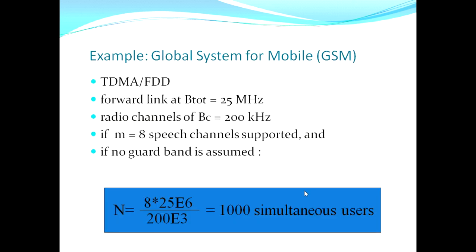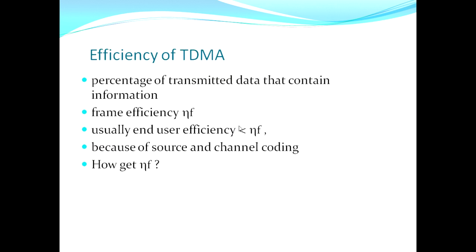By using that formula, we have calculated the number of channels that can be used for GSM. So 1000 simultaneous users are assigned by GSM with a total bandwidth of 25 megahertz with an individual channel bandwidth of 200 kilohertz. And this is the efficiency of the TDMA frame: the percentage of transmitted data that contains information. Frame efficiency is represented here.